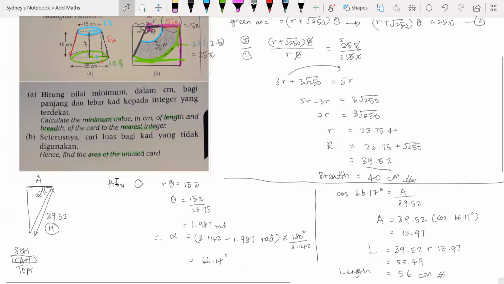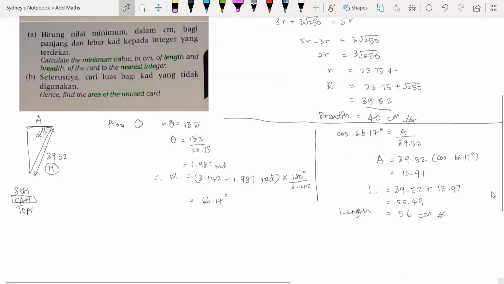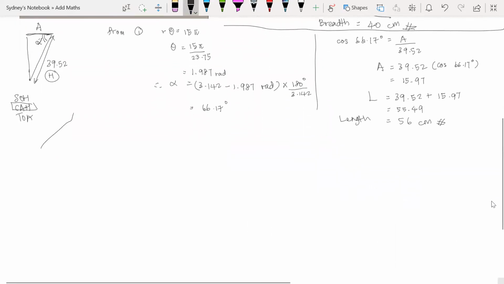Now, for part B, find the area of the unused cardboard. So the area of the unused cardboard will be much easier now. We just take the area of the cardboard minus area of the net of the cover length. So how do we do that? So area of unused cardboard will be area of the rectangle minus area of the net. Okay, how do we find area of the net?